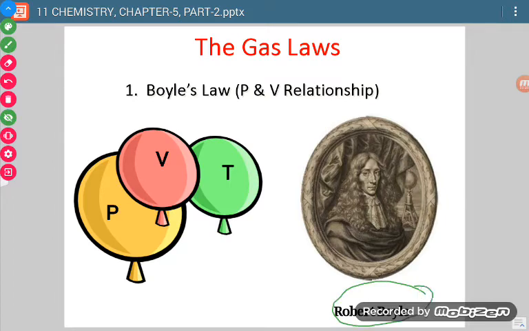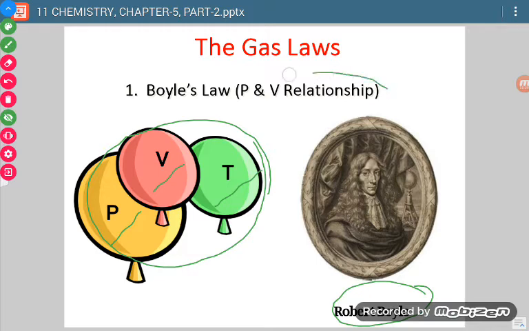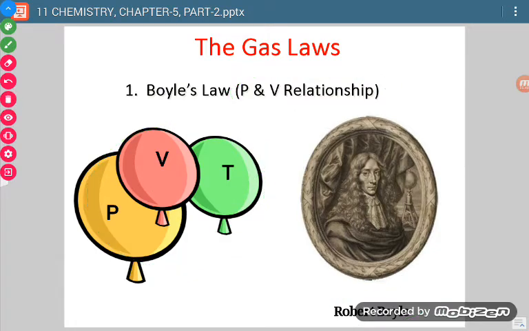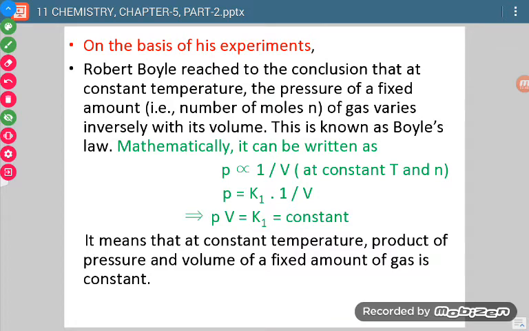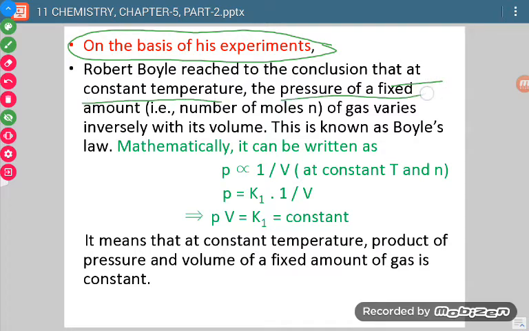The name of the scientist is Robert Boyle, and since all these gas laws deal with pressure, volume, and temperature, Boyle's law deals with the pressure and volume relationship. So what is this Boyle's law? Robert Boyle performed a large number of experiments. On the basis of his experiments, he reached a conclusion that at constant temperature, the pressure of a fixed amount of gas varies inversely with its volume.